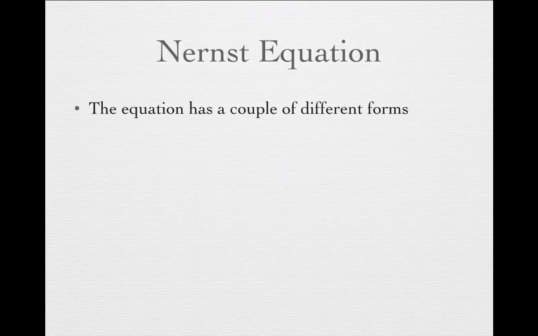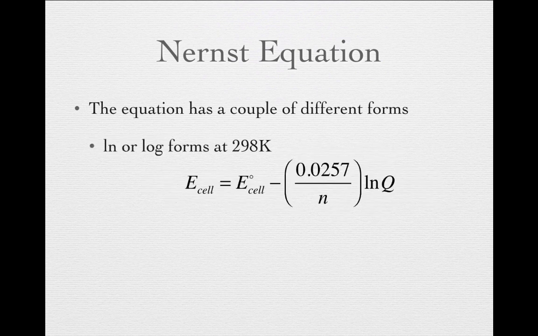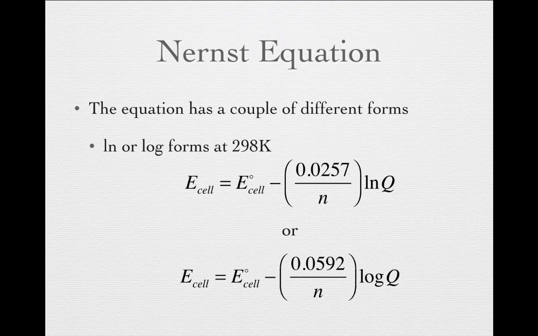This equation has a couple of different forms, either of which you can use. If we're at 298 K, we run into a similar situation to what we found earlier. We have R, T, and F that we can plug in as constants. If we use the natural log of Q, we get a value of 0.0257 in the numerator of our fraction. Or we can use the common log version and get 0.0592. Again, we use this if the reaction is at 298 K. If it's at a different temperature, then you need to calculate the value of RT over F and plug that into the equation.